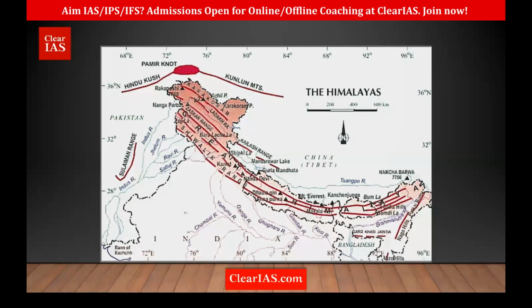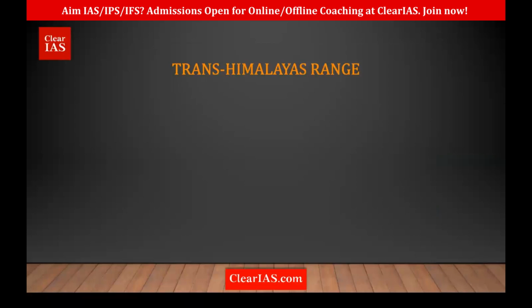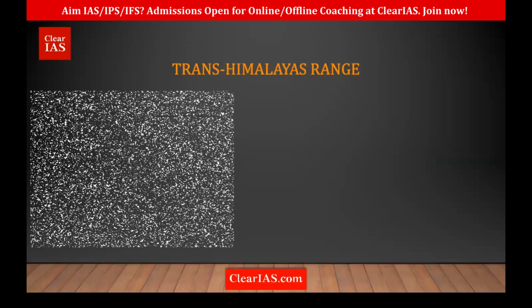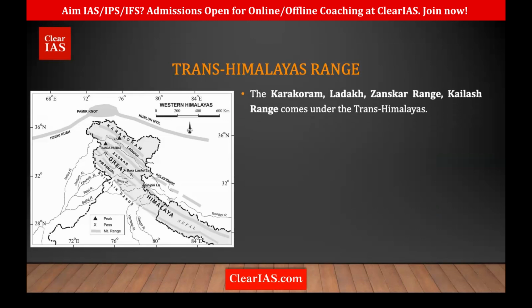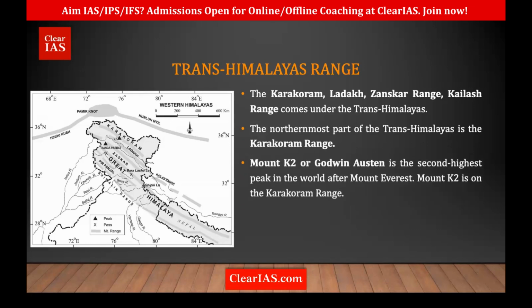We'll start with the Trans-Himalayan ranges. We spoke about three ranges: Karakoram, Ladakh, and Zanskar. There's one more range, the Kailash range, which you can see here in the Nepal region, also a part of the Trans-Himalayan ranges. Remember the order: Karakoram is on top, then Ladakh, and then Zanskar. The northernmost part of the Trans-Himalaya is the Karakoram range, and on this you can see K2 here.